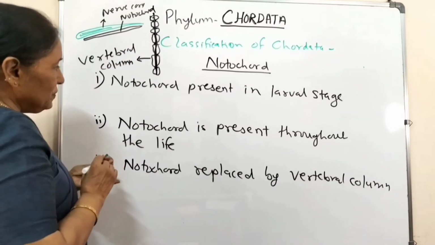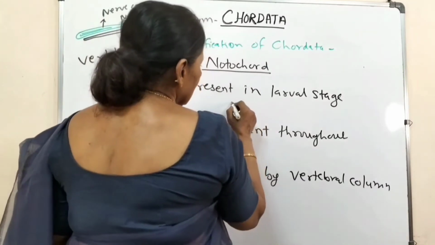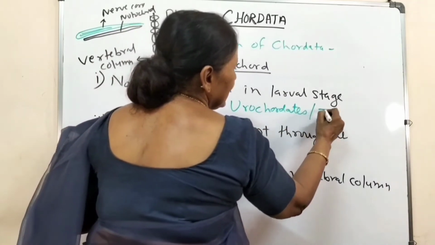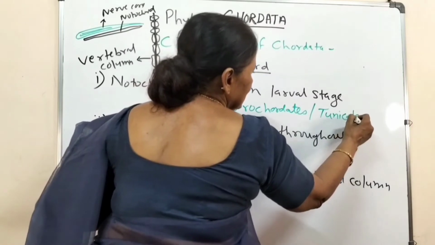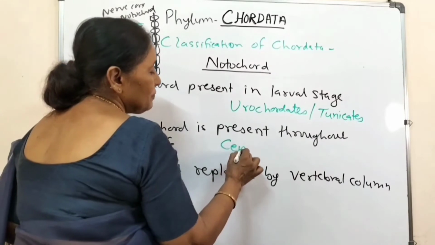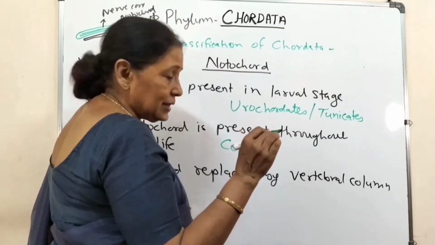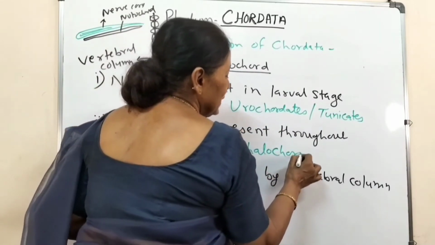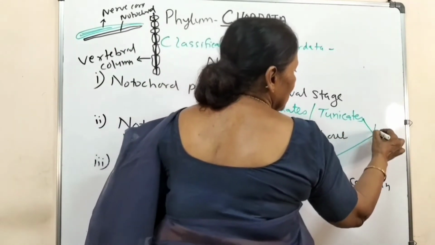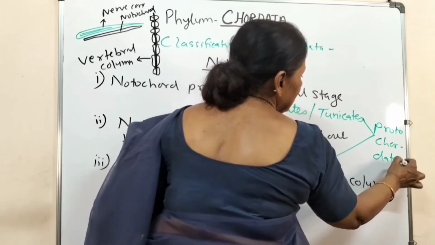If you take the first stage, the first case, that is notochord present in larval stage. This is found in Urochordates, also called tunicates. And notochord is present throughout life in cephalochordates, from the head all the way to the tail. So these are cephalochordates. These two together are called protochordates. Let me repeat again.